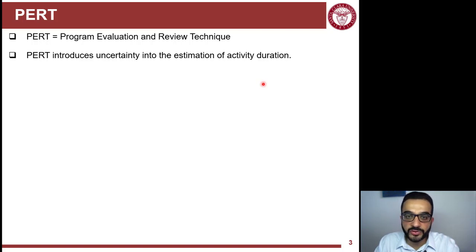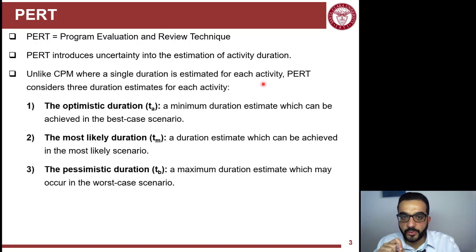So PERT introduces uncertainty in the number that they use to estimate the activity duration. They do that by estimating not one value for the duration of each activity, but three: the optimistic value, the most likely value, and the pessimistic value. Pessimistic is what will be the duration of the activity if everything went wrong. And optimistic duration is the duration of the activity if everything went perfectly, nothing negative happened. And then most likely is what you're most likely expecting to happen.